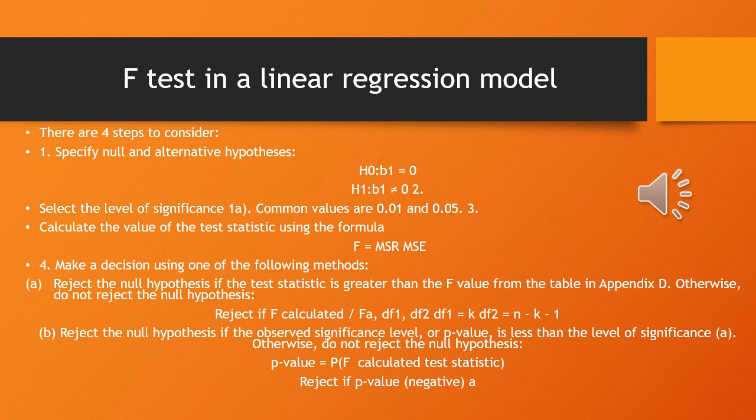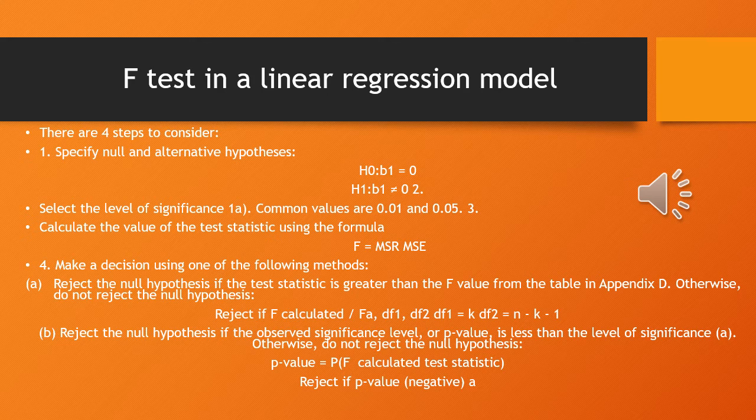An F-test in a linear regression model. There are 4 steps we need to consider. Number 1 is to specify the null and alternative hypotheses. So this is an example of H0: B1 equals 0, and H1: B1 does not equal 0.